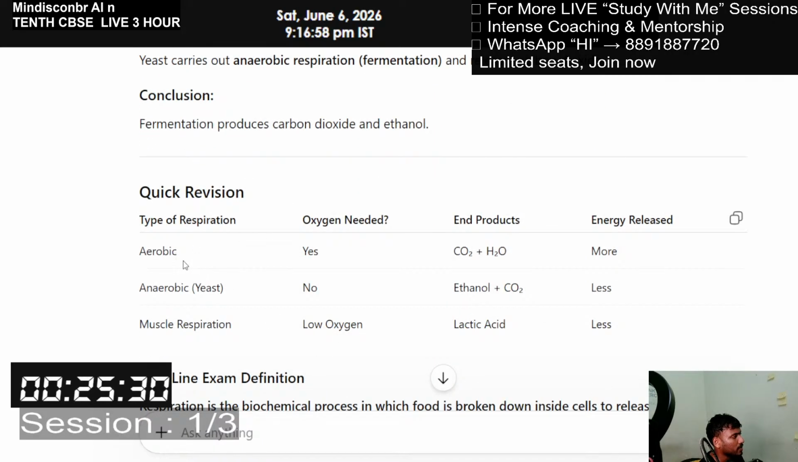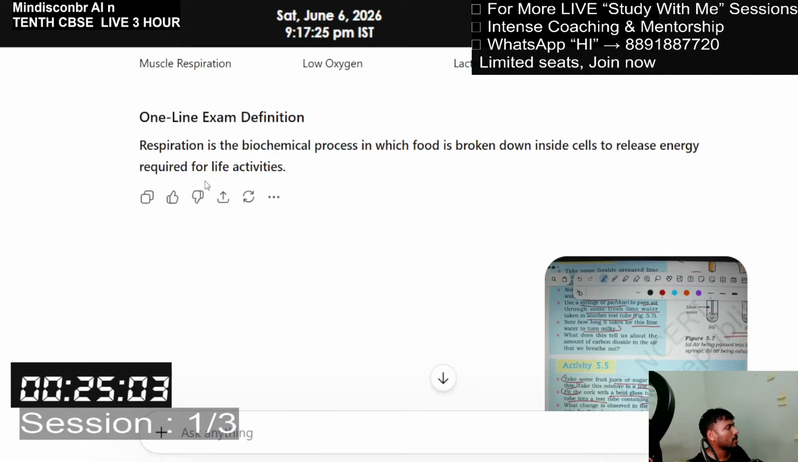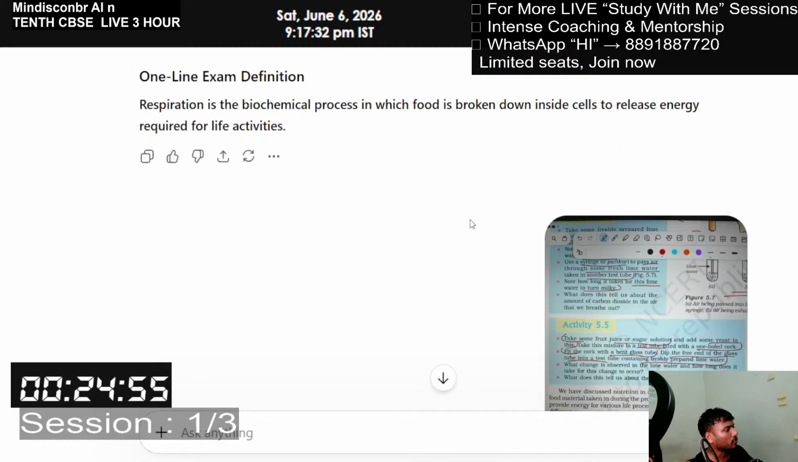Quick revision. For aerobic respiration, oxygen is needed, end products are carbon dioxide and water, and energy released is more. In anaerobic respiration in yeast, no oxygen is needed, end products are ethanol and carbon dioxide, and energy released is less. In muscle respiration, oxygen is low, end product is lactic acid, and energy released is also less. So respiration is a biochemical process in which food is broken down inside cells to release energy required for life activities.